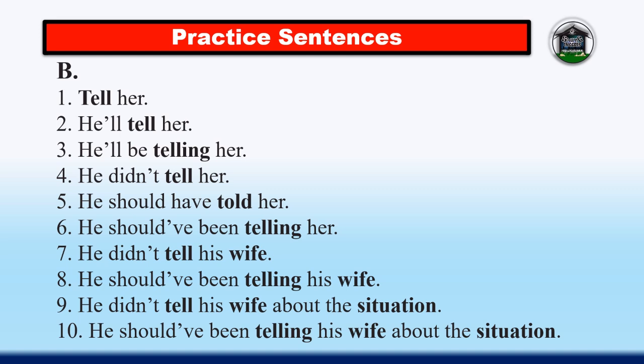Tell her. He'll tell her. He'll be telling her. He didn't tell her. You should have told her. He should have been telling her. He didn't tell his wife. He should have been telling his wife. He didn't tell his wife about the situation. He should have been telling his wife about the situation.